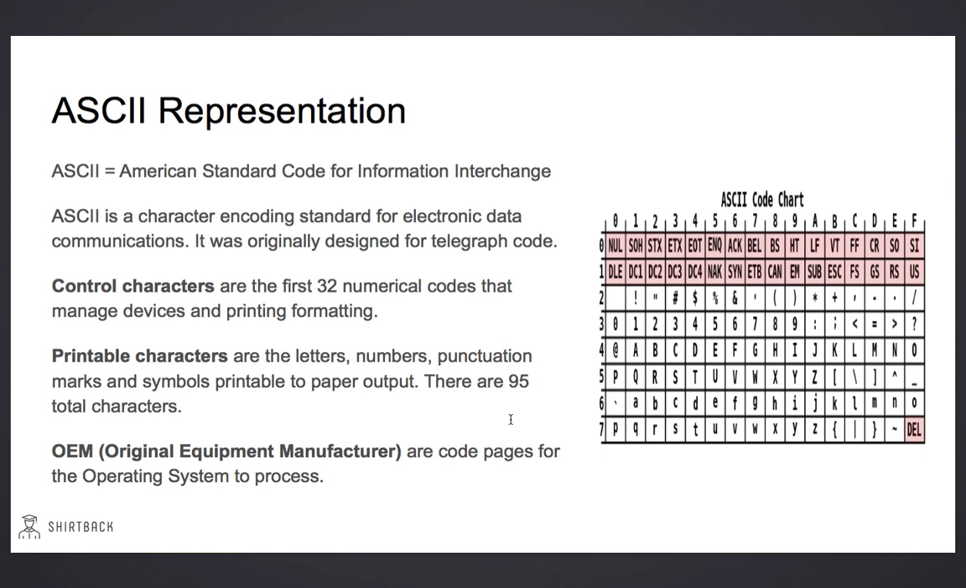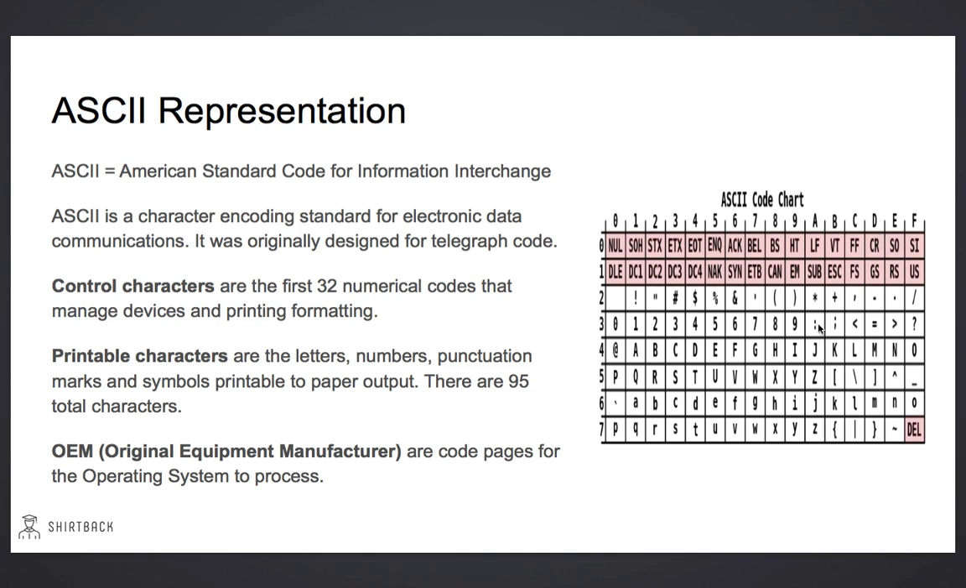ASCII is a representation coding standard for electronic communications. It was originally used for telegraph code. Over here to the right, we have an ASCII coding chart. You'll notice here at the top, we have hexadecimal values from 0 all the way to 15. We go from 0 to 7. We have 8 different values, 0 to 7, and 16 up here, 0 to 15.